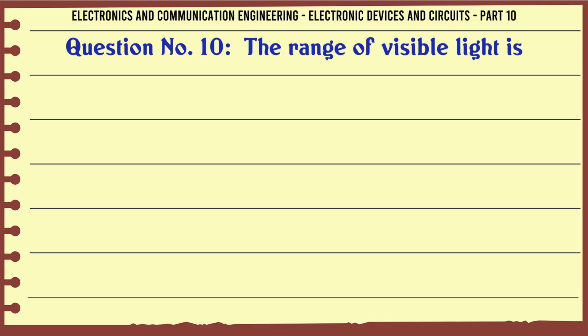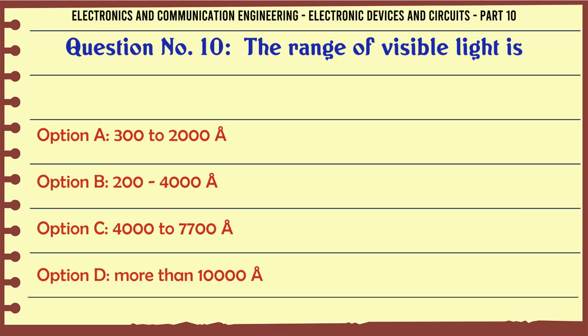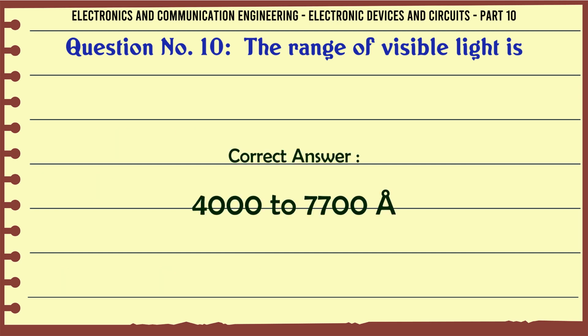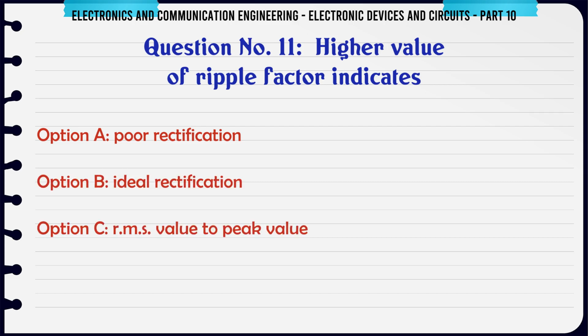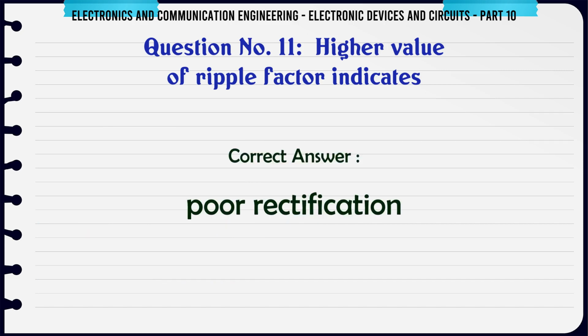The range of visible light is A. 300 to 2000, B. 200 to 4000, C. 4000 to 7700, D. more than 10,000. The correct answer is 4000 to 7700. Higher value of ripple factor indicates A. poor rectification, B. ideal rectification, C. RMS value to peak value, D. none of the above. The correct answer is poor rectification.